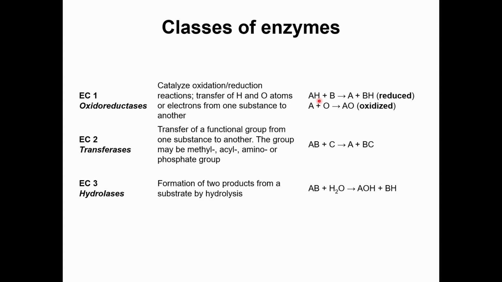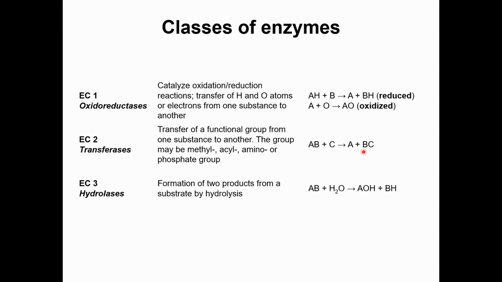So here's an example where a hydrogen atom is transferred from A to B. Here is oxidation. Then there are transferases, where they transfer a functional group from one substance to another. So not a hydrogen and oxygen, but a small organic group like a methyl group, an amino group, the phosphate group, etc. So it just basically transfers something from one compound to another. So compound A has B attached to it, and the enzyme connects that to C.